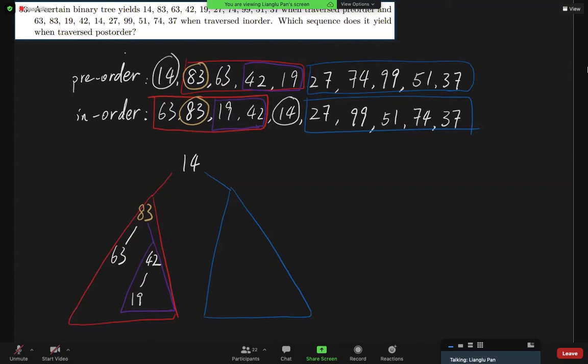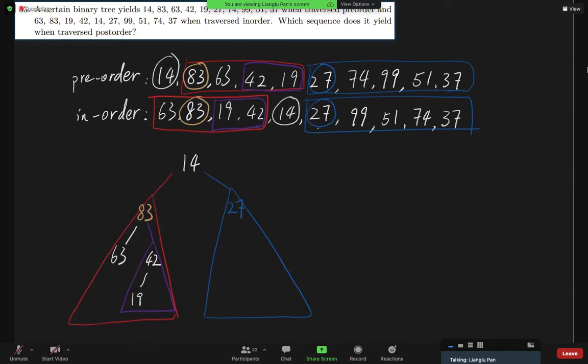All right, I think that's it. We've already recovered the root node and all the nodes in the left subtree. Then let's move on to the right subtree, which is indicated in blue color. So the root node first, which is 27, that's quite obvious. 27 is the root node here.